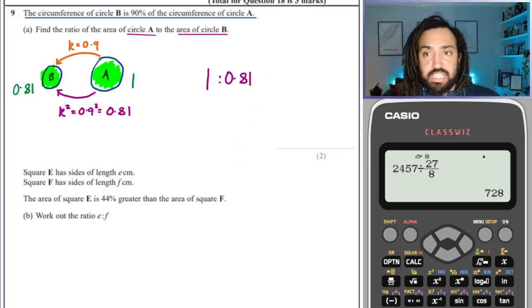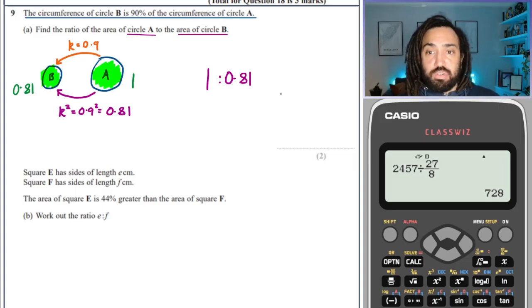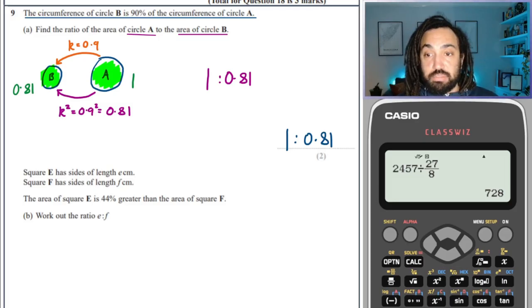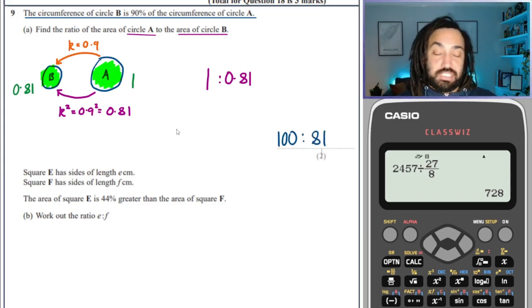It doesn't say that I need to simplify it or write it in any other form, so I'm just going to write it like that, 1 to 0.81. Perfect. But having said that, that does look quite messy, so let's times both sides by 100 to get 100 to 81. That's nicer. Lovely.